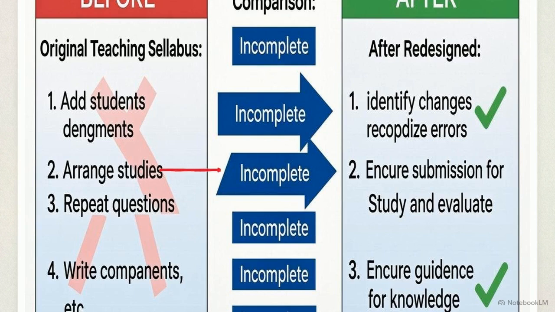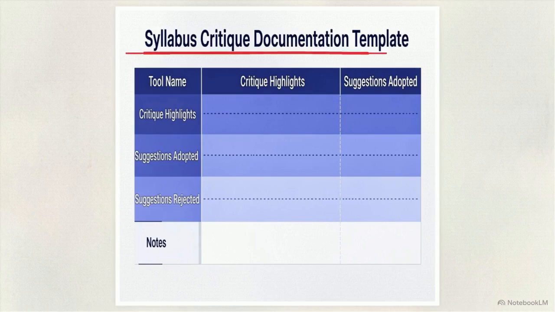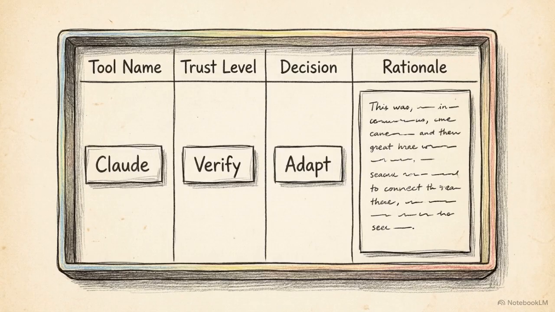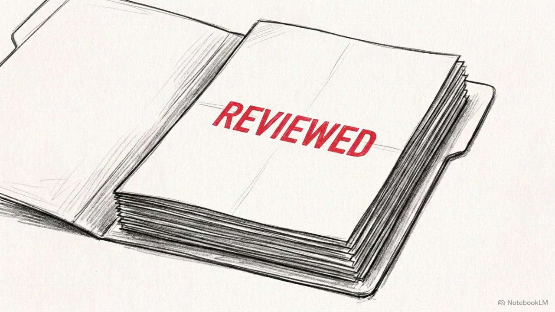This blank grid is the Syllabus Critique Documentation Template. It serves as the required companion to your newly updated syllabus. For every major change, record which tool generated the suggestion, the trust level you applied, your decision, and the exact rationale behind it. Completing this grid yields a transparent, defensible audit trail. It protects your decision-making process and cleanly satisfies curriculum committee reviews.